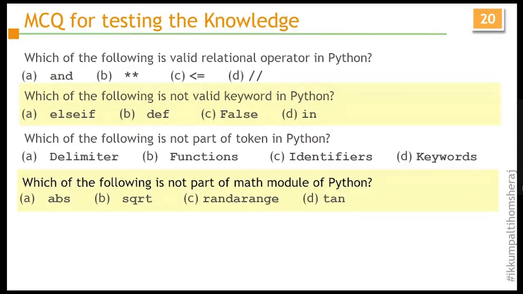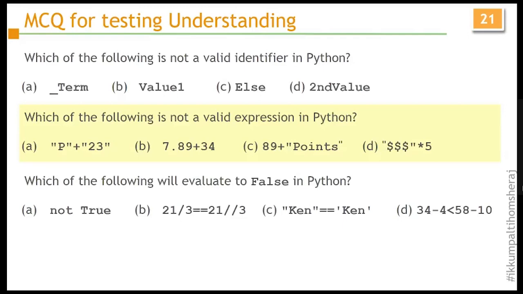Next is which of the following is not part of the math module in Python. Once again, you have to figure out which is closer to math. Random is something very close, which plays around with numbers. So that is why the example has come from the random module rather than something completely different from math.